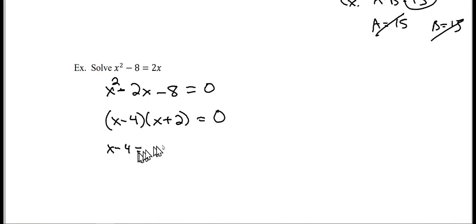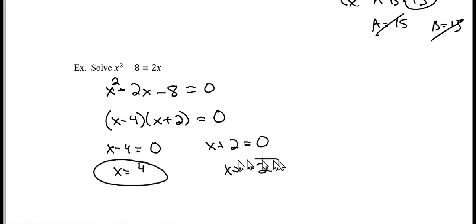And then once we have a product set equal to 0, we can set each factor equal to 0. x equals 4, x equals negative 2 are our two solutions here.